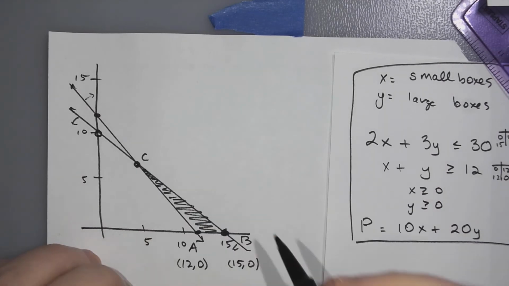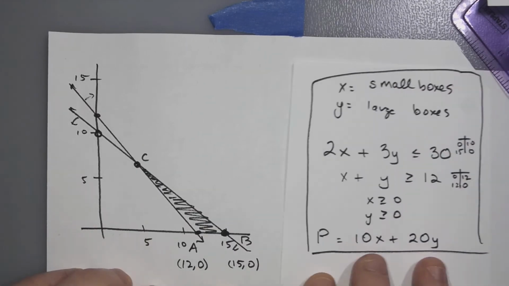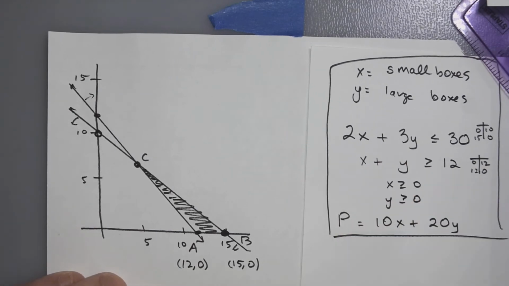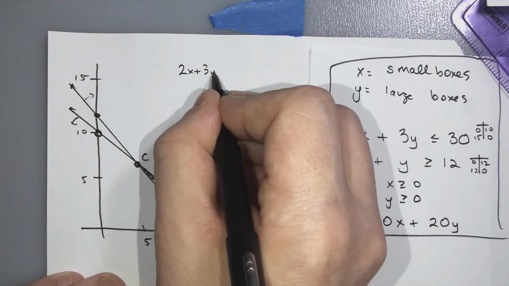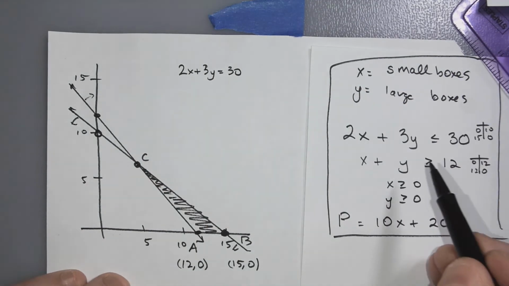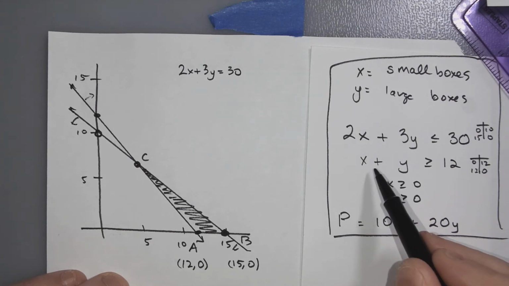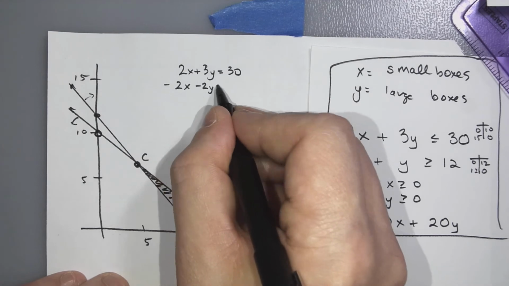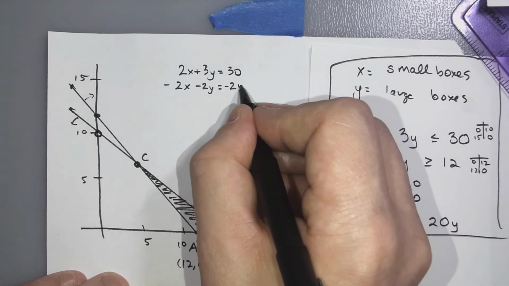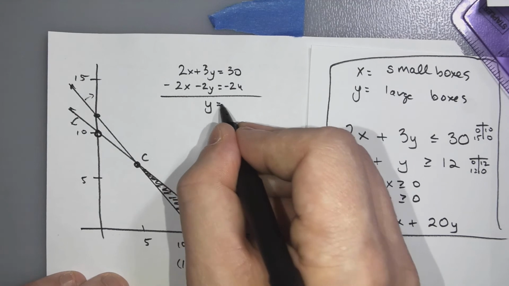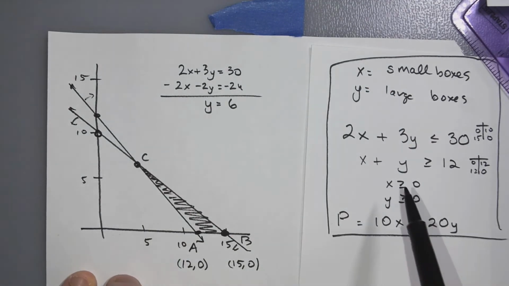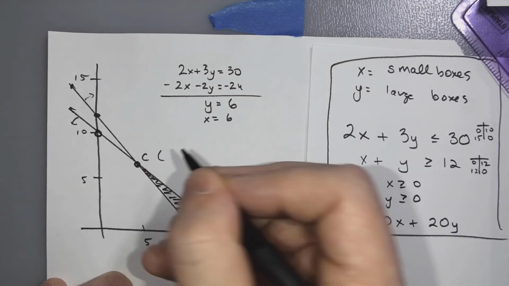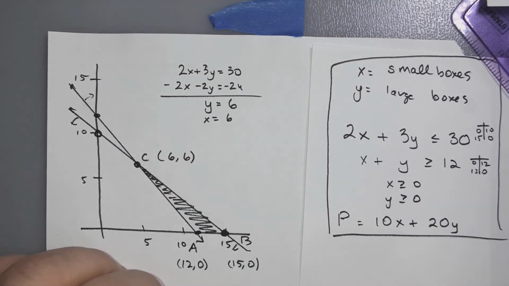And the C corner is the only one that actually takes any amount of work, right? That's where we have to find the intersection of these two. So let's do that. Top one is 2x plus 3y equals 30. The bottom one, if we multiply by negative 2, would be negative 2x minus 2y equals negative 24. So when we combine, we get y equals 6. And remember, x plus y was 12, so that means x would be 6. So the coordinates of C are 6, 6.